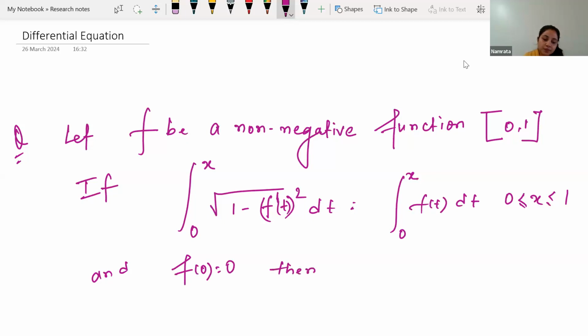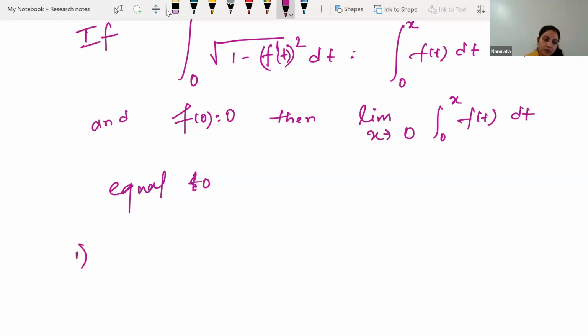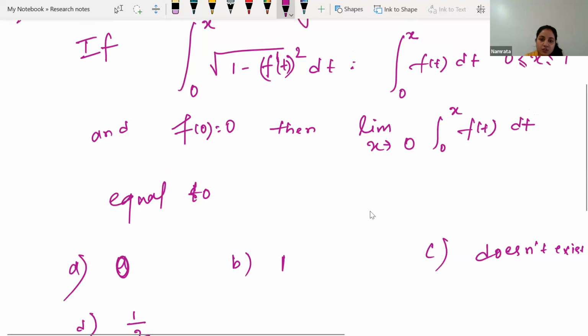Then the limit as x tends to 0 of the integral from 0 to x of f of t dt is equal to: option A, 0; option B, 1; option C, the limit doesn't exist; and option D, 1 by 2. Okay, this is the question we are having.